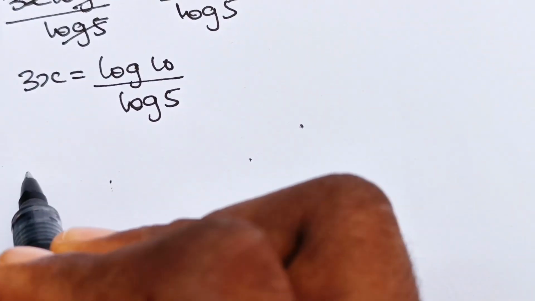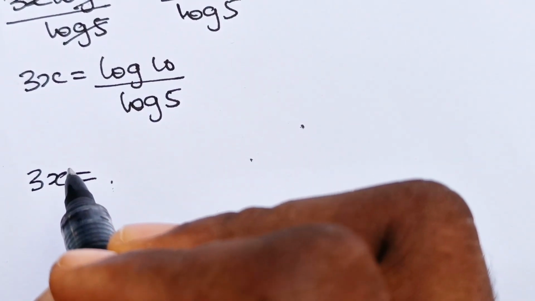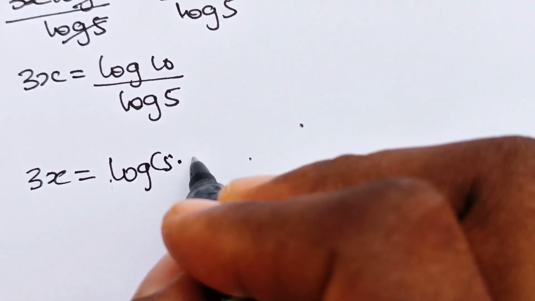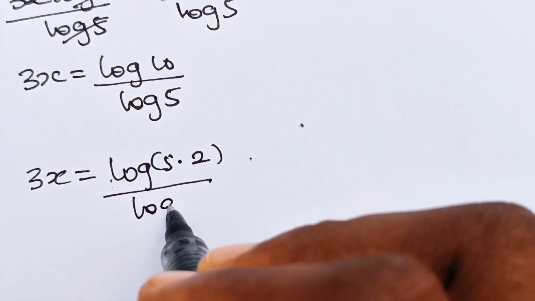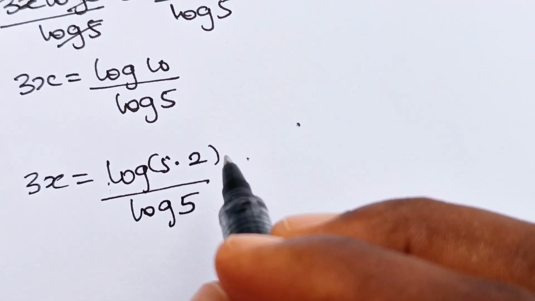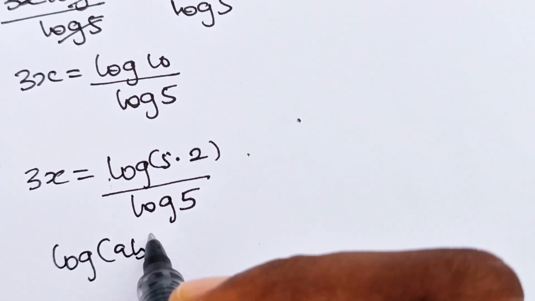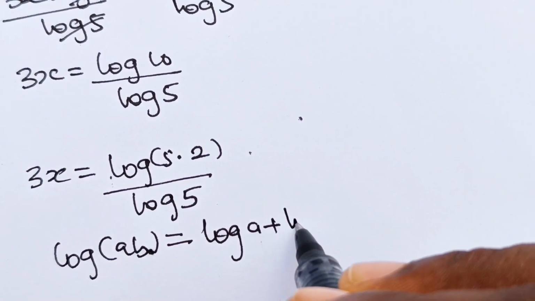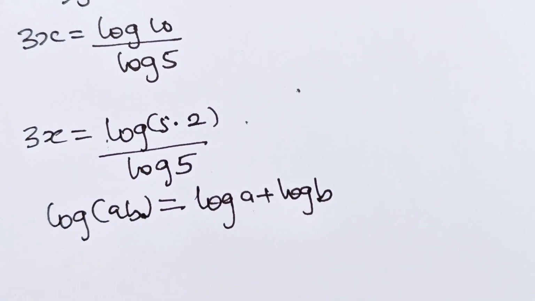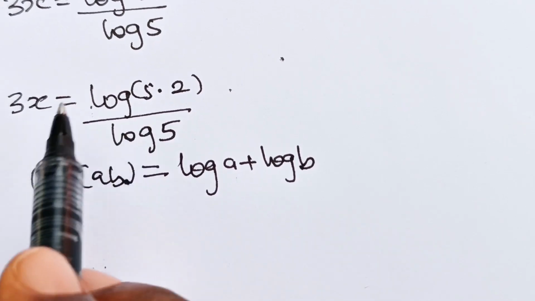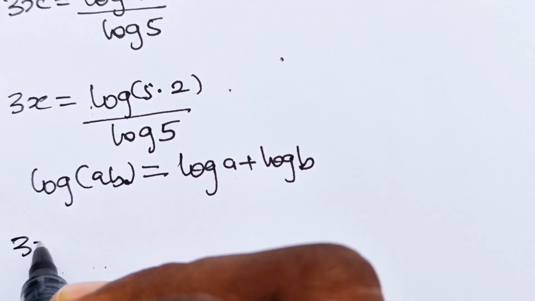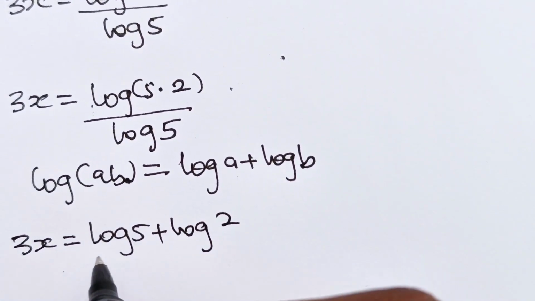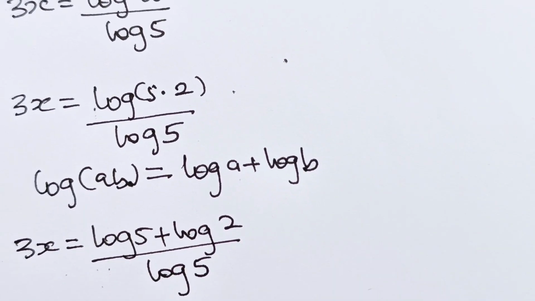Now, we have that 3x is equal to, so we can express log 10 as log 5 multiplied by 2, right? Divided by log 5. Now, when you have log a multiplied by b, this is equal to log a plus log b. So that means that we can rewrite this as 3x is equal to log 5 plus log 2, everything divided by log 5.